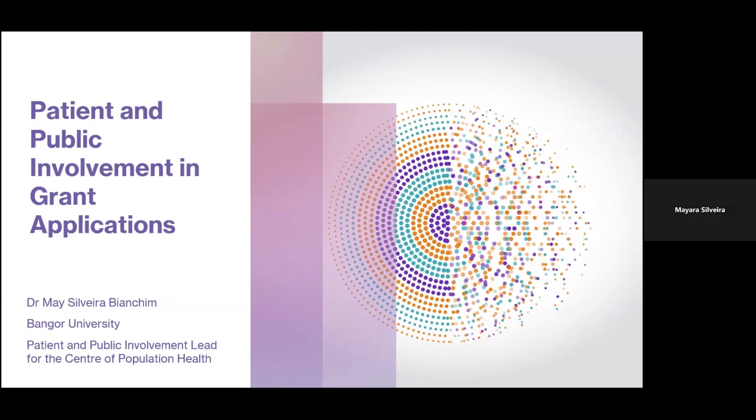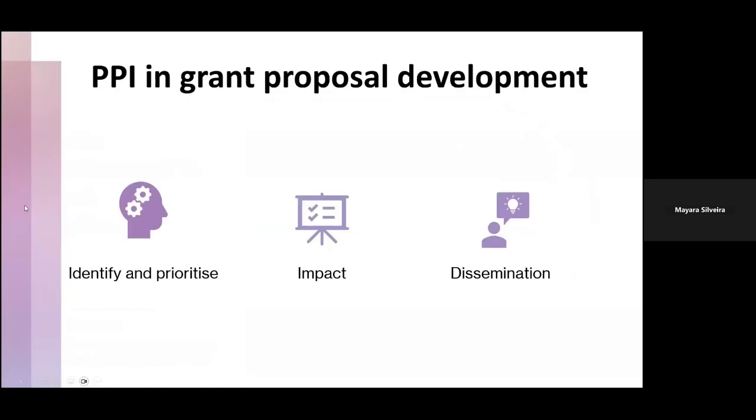So my name is Mayara, but you can call me May, it's a lot easier. I'm a research officer and I'm also the patient public involvement lead for the Center of Population Health. And today I will be talking about a very specific thing, which is PPI involvement in grant applications, which I know is very specific. So I will explain a bit more what that is.